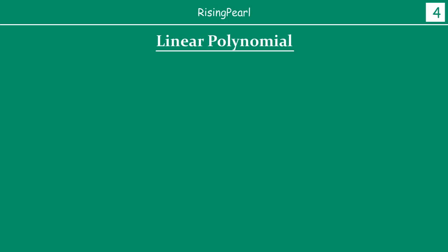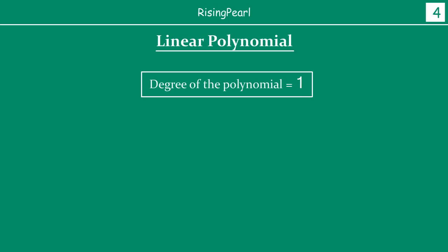Now friends, let's talk about what we mean by linear polynomials. Quite simply, if the degree of a polynomial is 1, then we call that polynomial a linear polynomial.